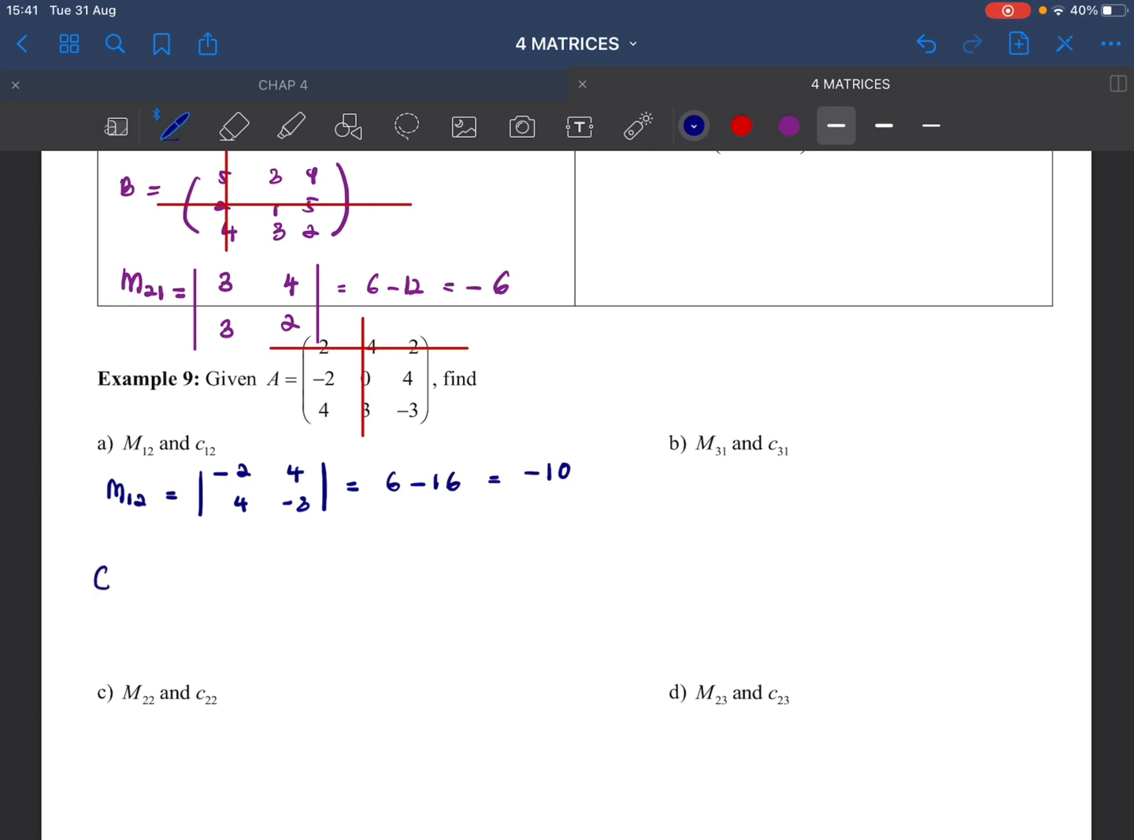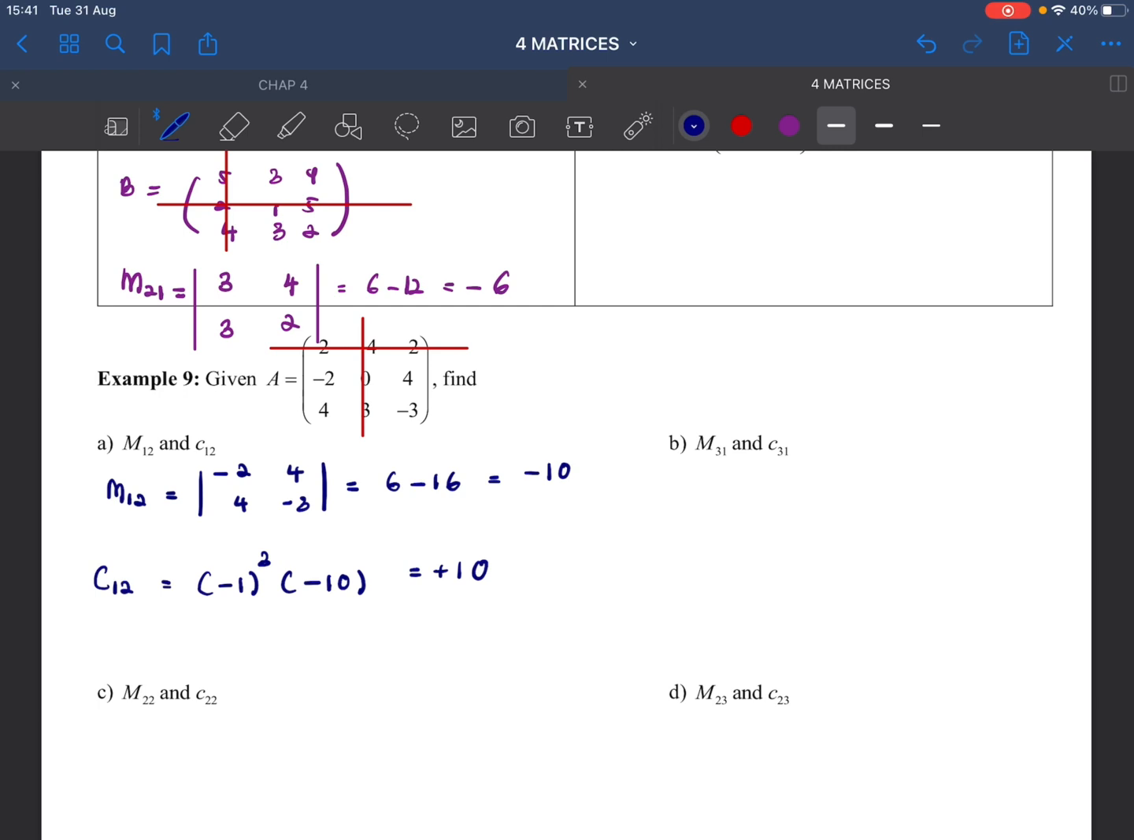So if you want to find cofactor 1 2, kita masukkan dalam formula negative 1 power 3. Macam mana dapat 3 kat sini lah. 1 tambah 2, darab dengan cofactor minor kita, which is negative 10. So here we are going to get, ini akan dapat negatif. So negatif akan dapat positif. So positive 10. Okay, so that is how we find our minor and cofactor.